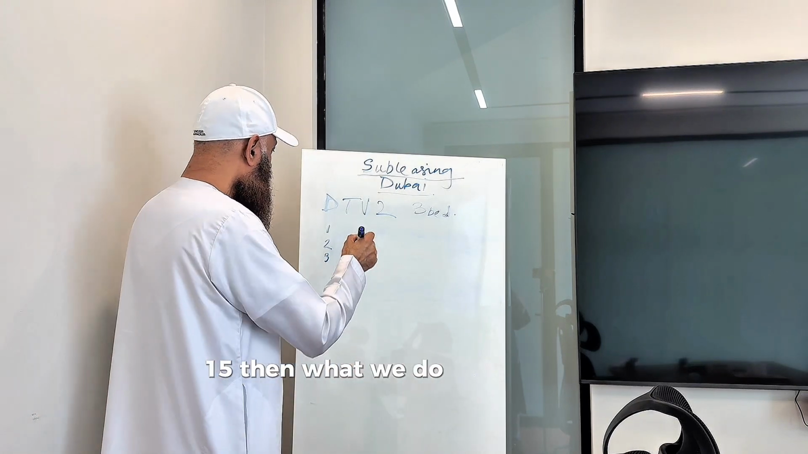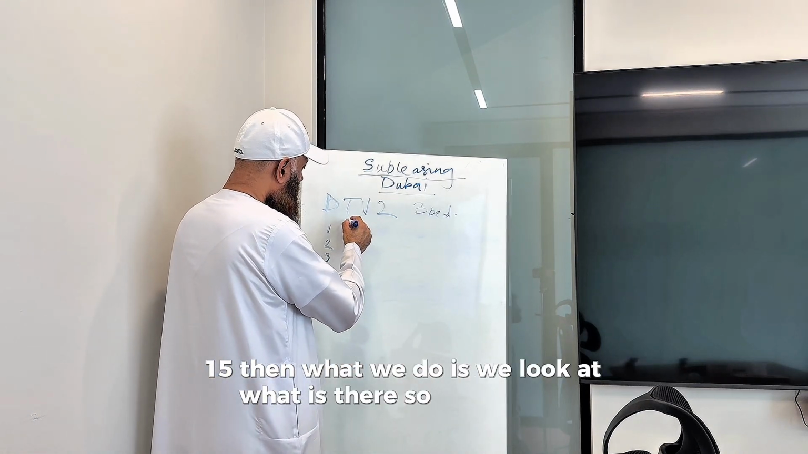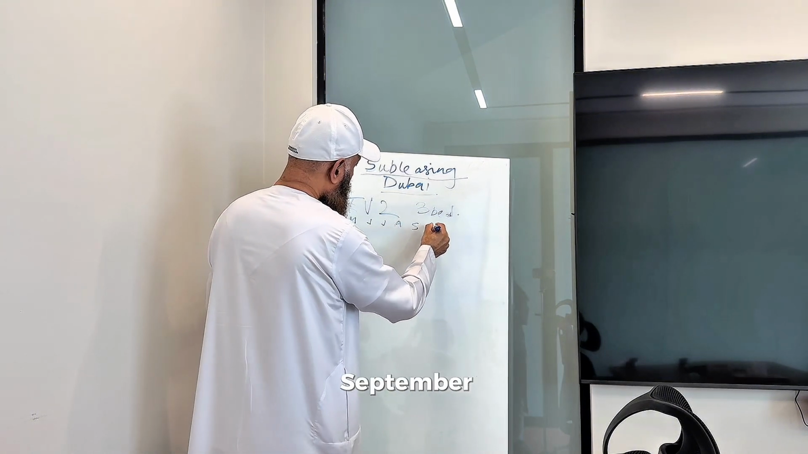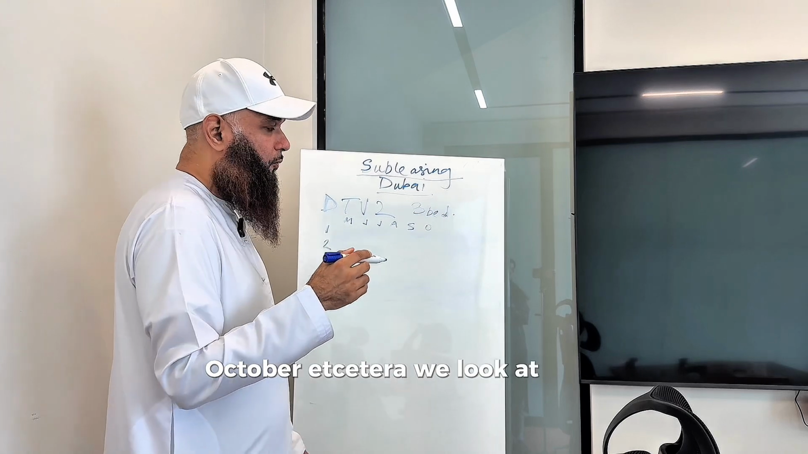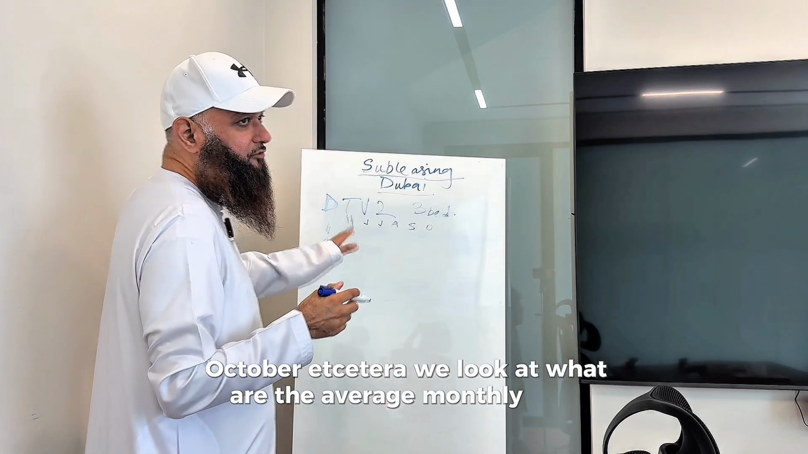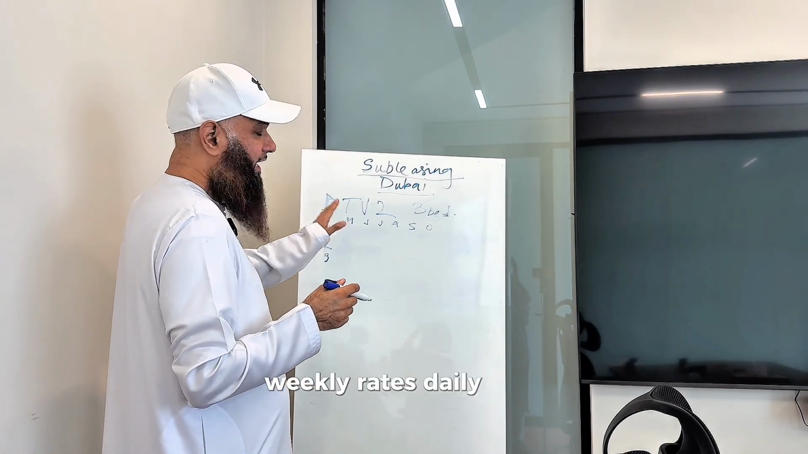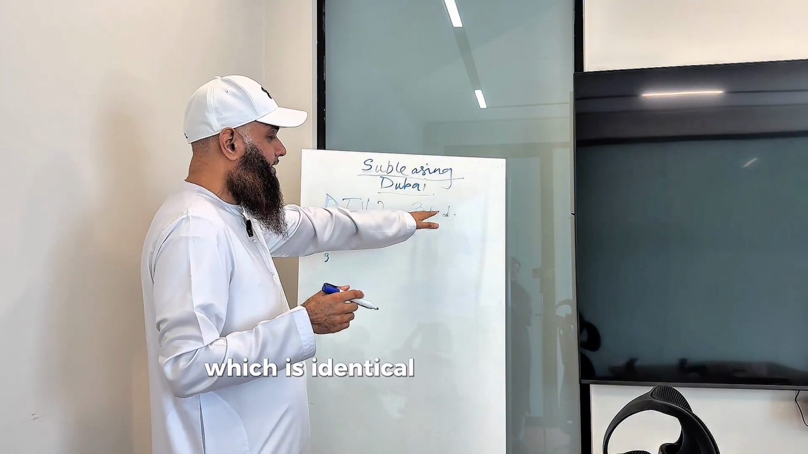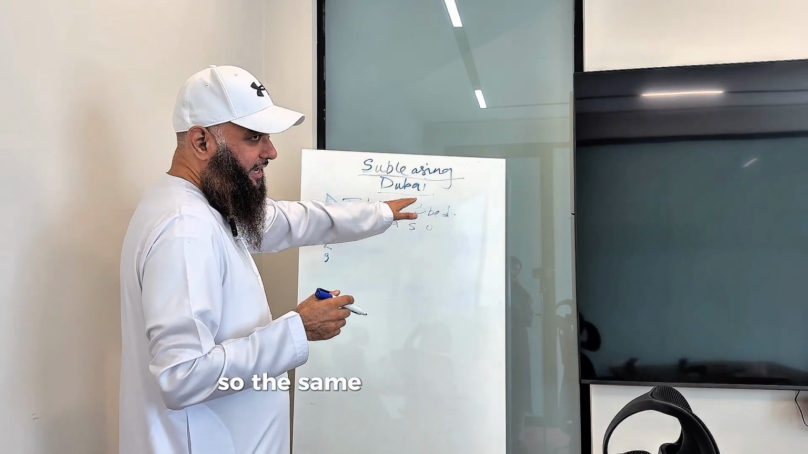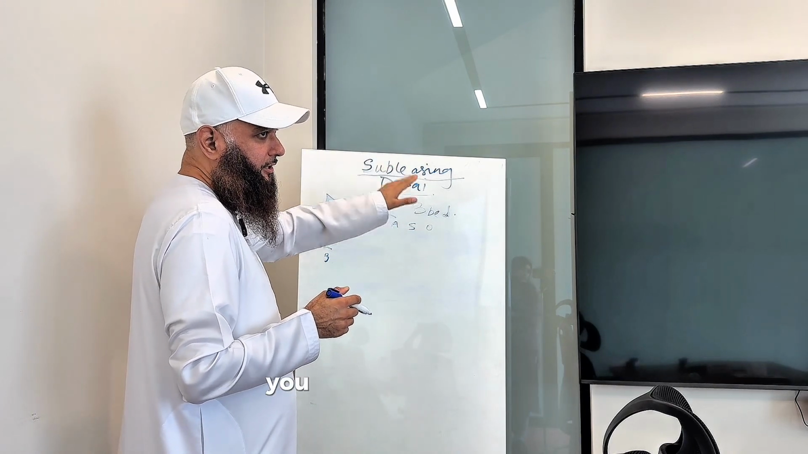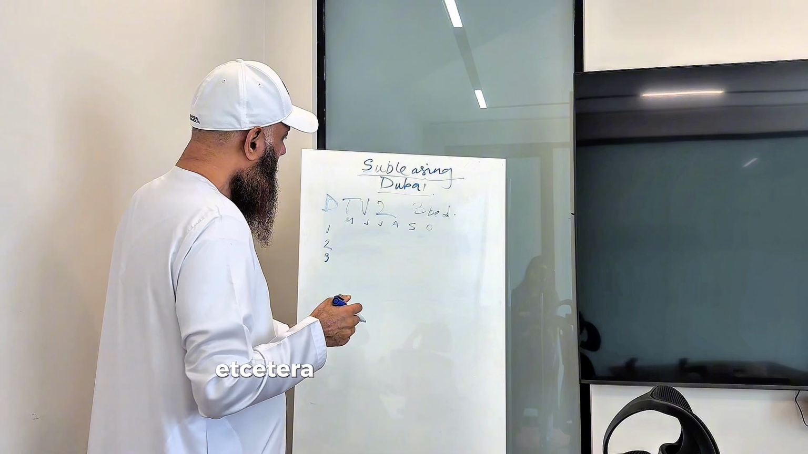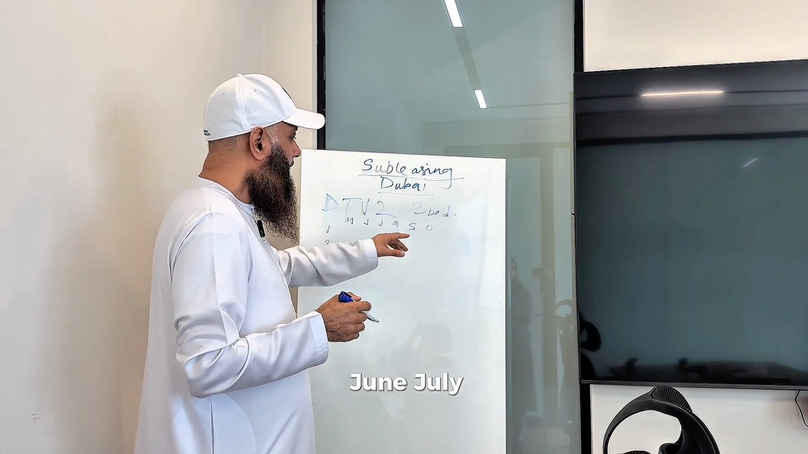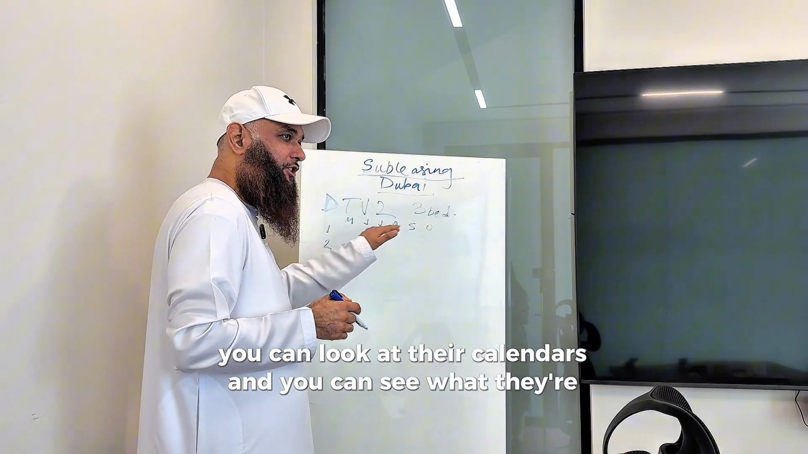Then what we do is we look at what is there. So month, May, June, July, August, September, October, etc. We look at what are the average monthly rates, weekly rates, daily rates, of each one of those properties, which is identical to the one that we want to take. So the same view, the same size, similar floors, etc. And how much is their average daily rate for May, June, July? You can look at their calendars and you can see what they're charging.